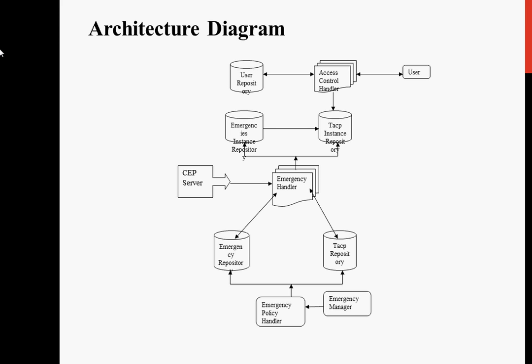The architecture of the project. We have the user repository and the access control handler, which will be monitored by the user. The main aim of the CEP server is to perform the emergency handling through the emergency repository, and the result is forwarded to the emergency policy head and emergency manager.